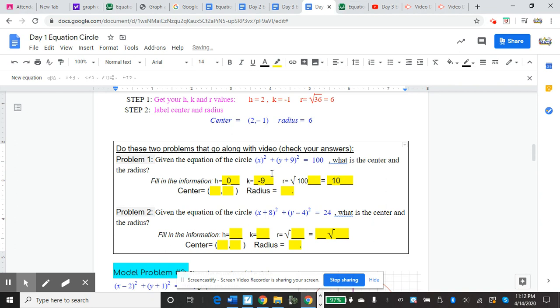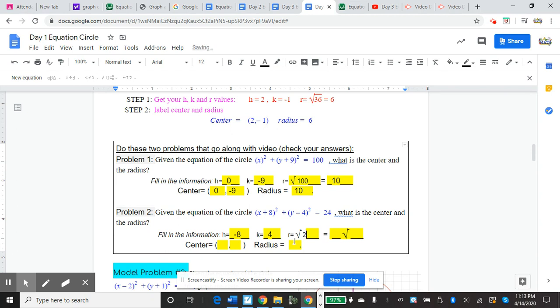Now the document doesn't have to be perfect. You could fix this by highlighting if you want. The center is now going to be 0, -9. And the radius is the square root of 100, which we said was 10. In this question, you'll have a +8, which becomes -8. You have a -4, which becomes +4.